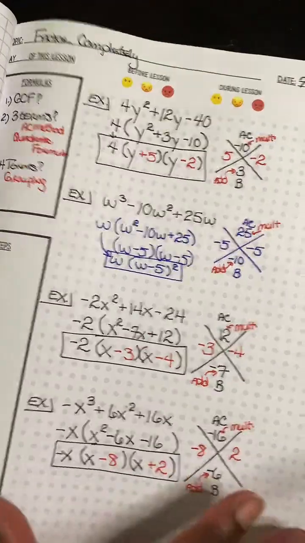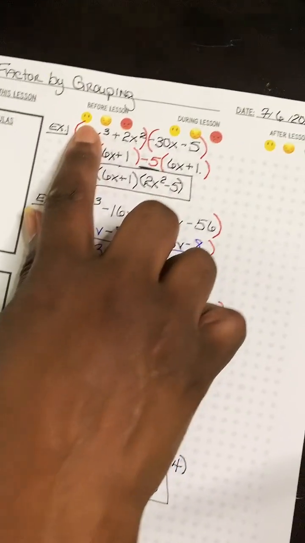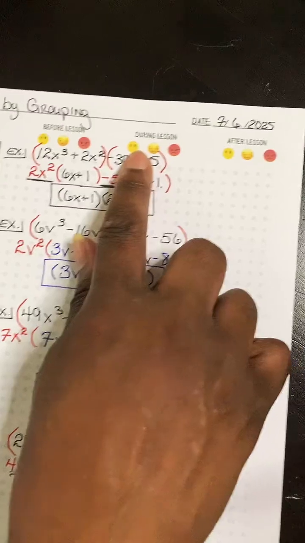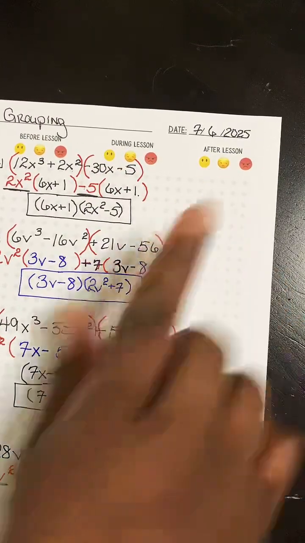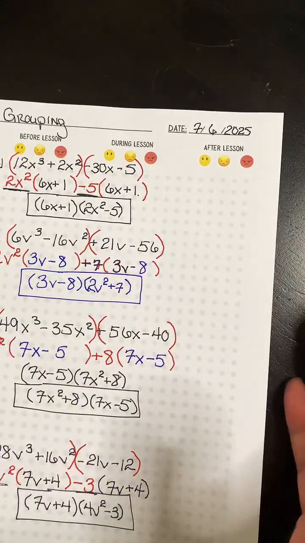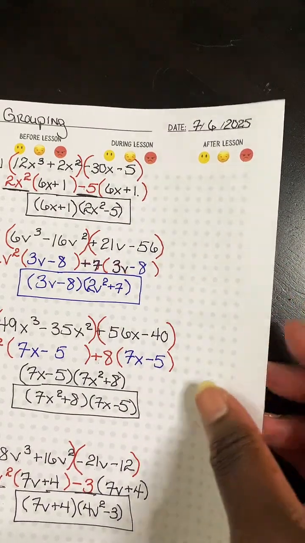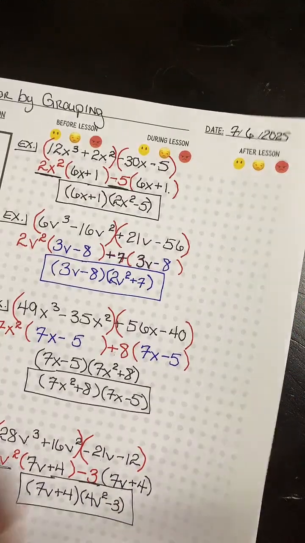Then you also have what's called the mood tracker. Like, how'd you feel before the lesson? How do you feel during the lesson? How do you feel after the lesson? So this is something that's great for homeschooling or even for teachers to help their kids out. There's like 100 pages just like this, okay?